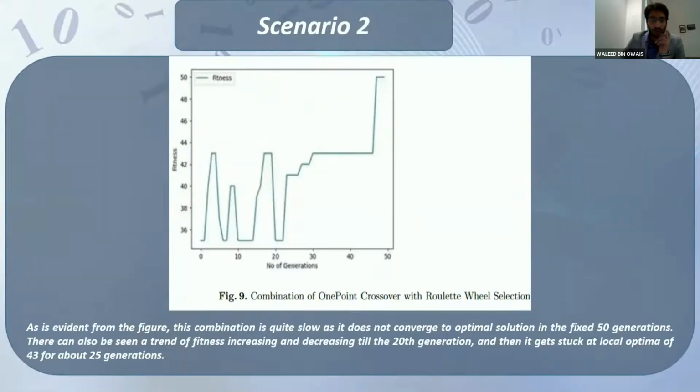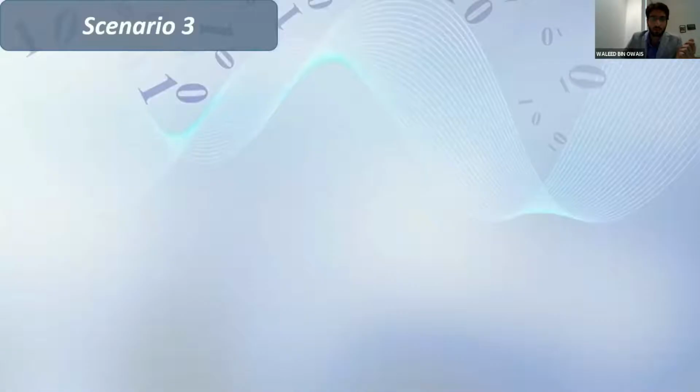Then we go to scenario 2. As you can see, it's quite slow, because the fitness is first increasing, then decreasing, then increasing, and then it gets stuck at a fitness score of 43 for more than 20 generations, where it suddenly spikes to 50. The optimal solution for the 0-1 knapsack that we considered is 52, but this combination does not give us the optimal solution, because at the end of the 50 generations, the solution it gives is 50 and not 52 as it was supposed to give.